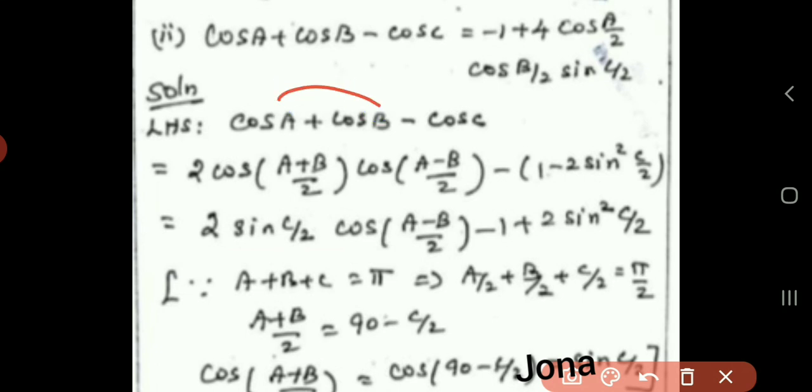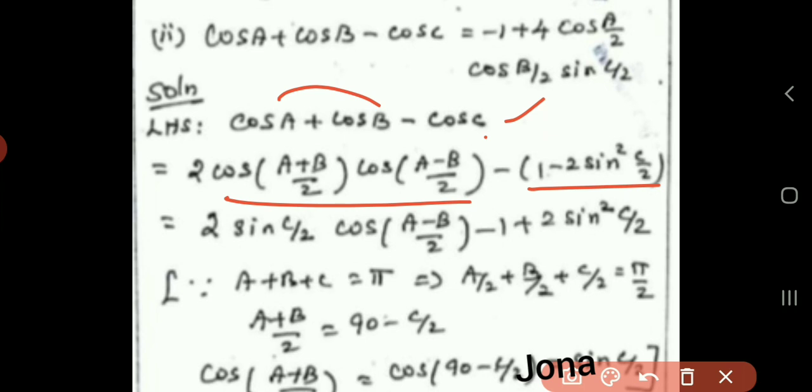So cos A plus cos B is in the form of cos C plus cos D. The formula for cos C plus cos D is 2 cos of (C plus D) by 2 into cos of (C minus D) by 2. So instead of C and D we have A and B, so just substitute in that. And then this cos C is 1 minus 2 sin square C by 2. If it is cos 2C, simply we have to write 1 minus 2 sin square C only. Here the half angle is given, so we have to write C by 2 here.